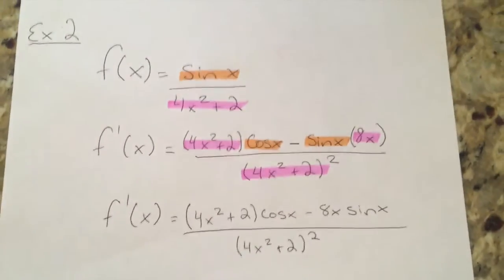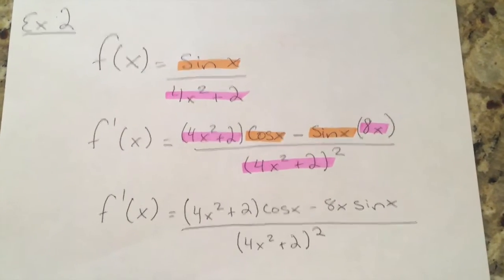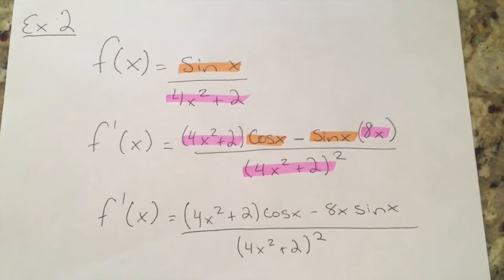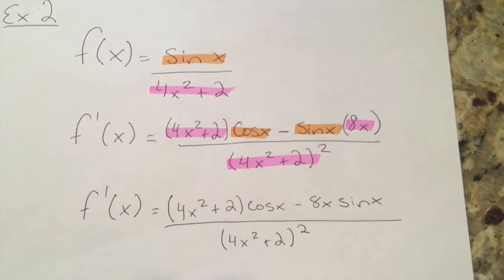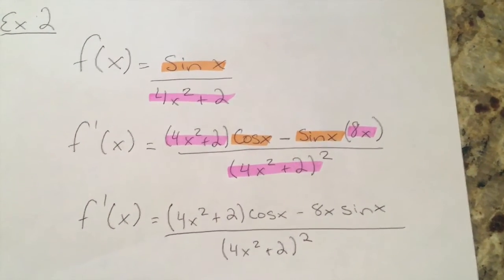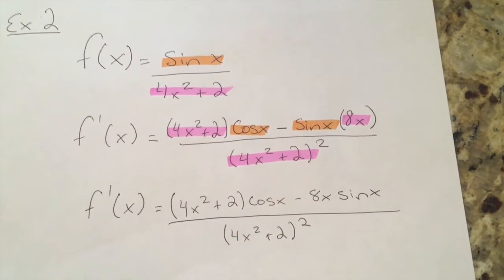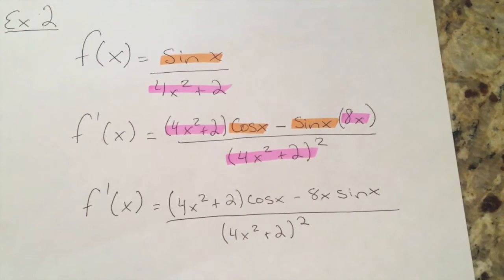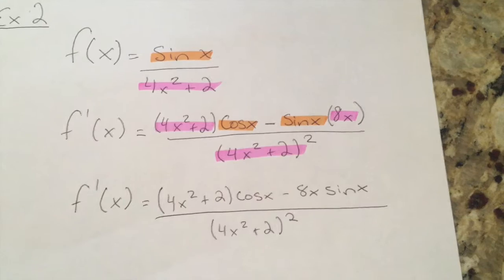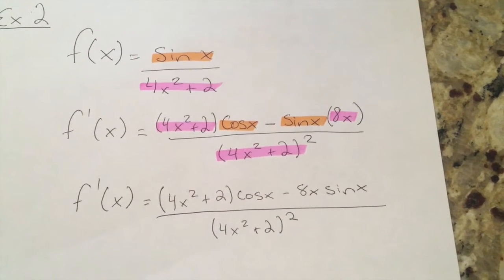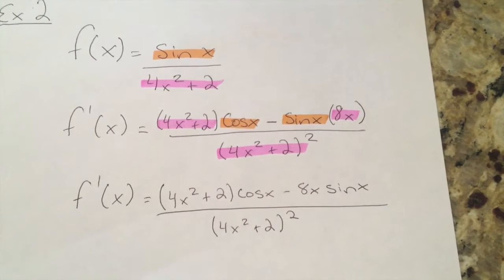All right, let's do one last example. For this one, let f of x be equal to sine x all over 4x squared plus 2. And again, I've highlighted the lower one in pink and the top one in orange. So the derivative will be 4x squared plus 2 times cosine of x minus sine x times 8x, all over 4x squared plus 2 quantity squared.